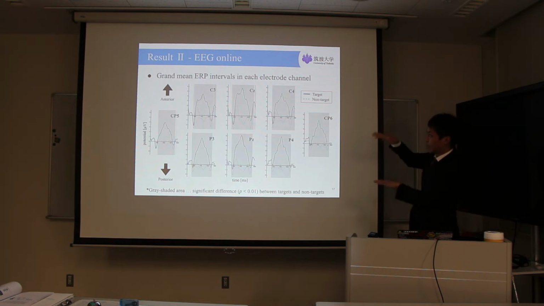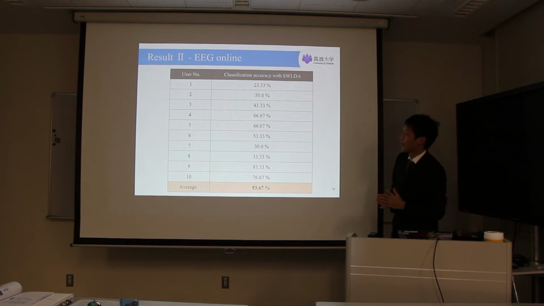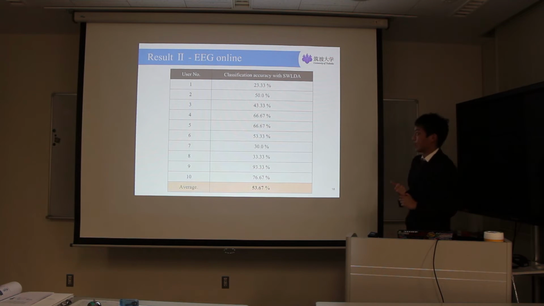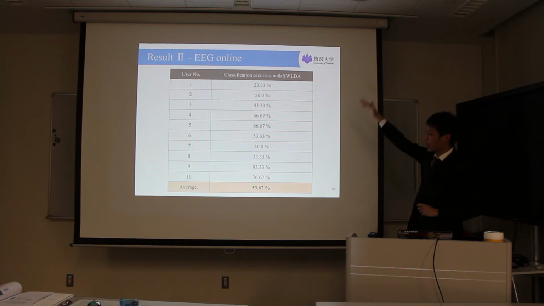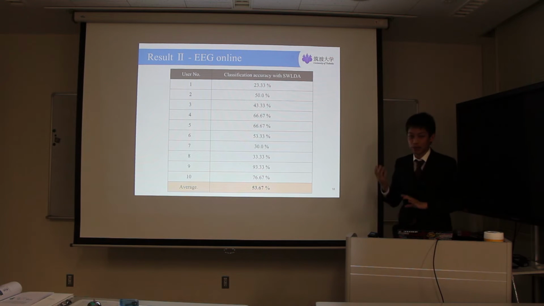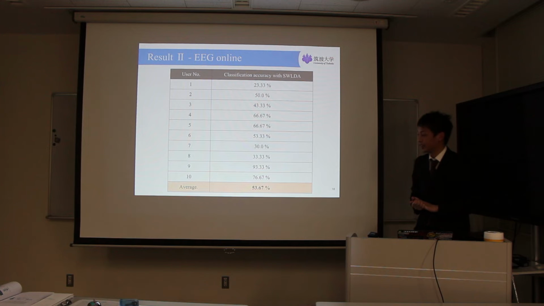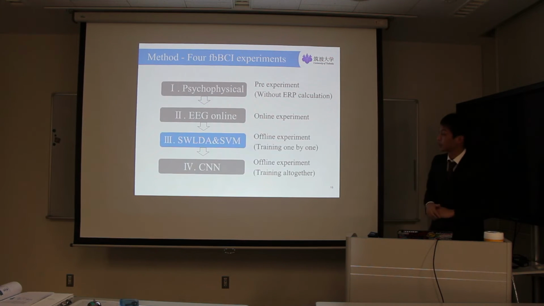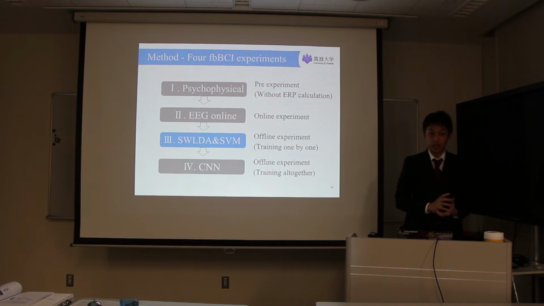Then these ERP intervals are converted to feature vectors, and the machine learning classifier classifies those ERP signals, and the result was this classification accuracy. As you see, the average of the 10 participating users was 53.67%. This is relatively lower than other visual or auditory modalities. So we needed to improve the classification accuracy with the offline experiment.